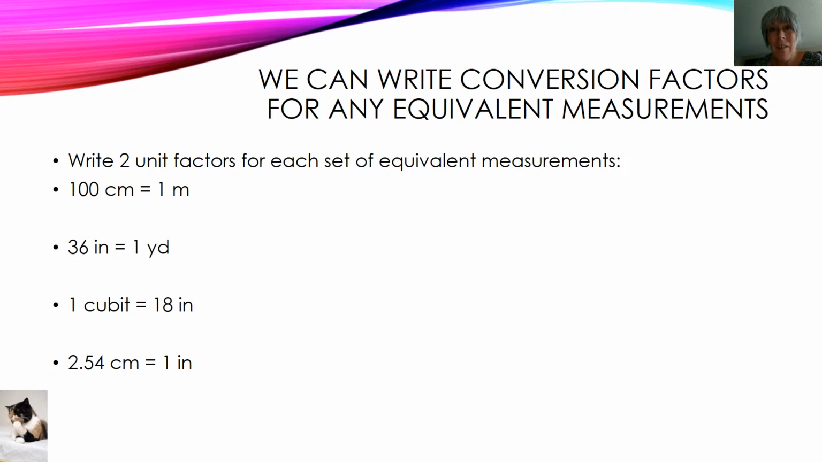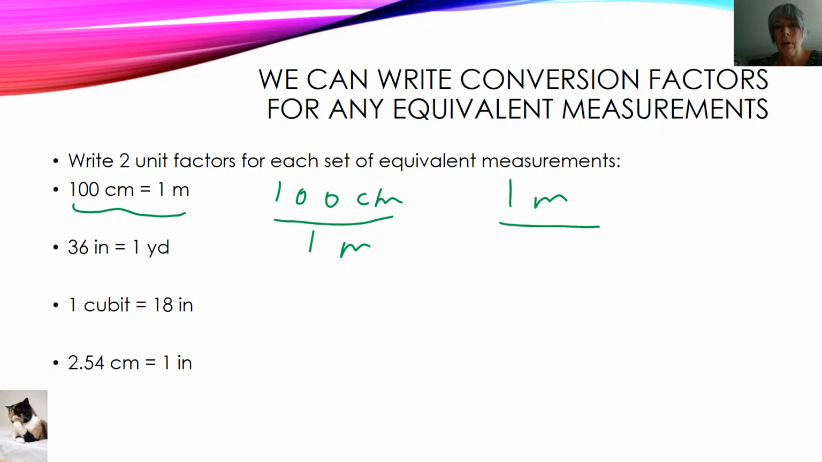What I'd like you to do next is to write two unit factors for each of the following sets of equivalent measurements. I'll do the first one for you. The first one is 100 centimeters is equal to 1 meter. I can write that two different ways. 100 centimeters over 1 meter as a fraction, and 1 meter over 100 centimeters. It's your turn. I would like you to complete the next 3 problems.